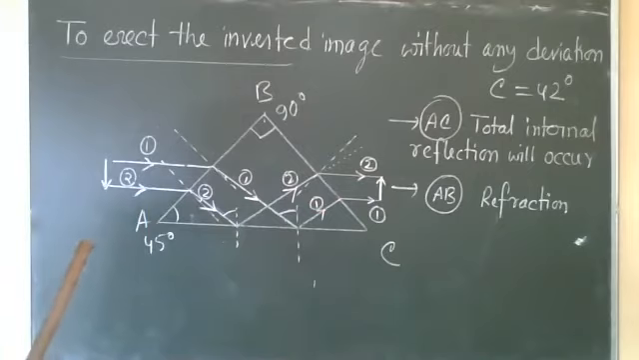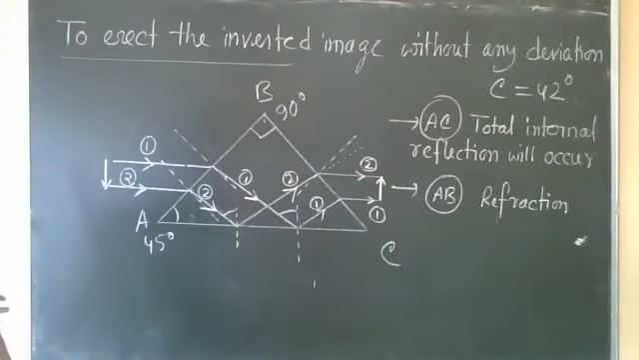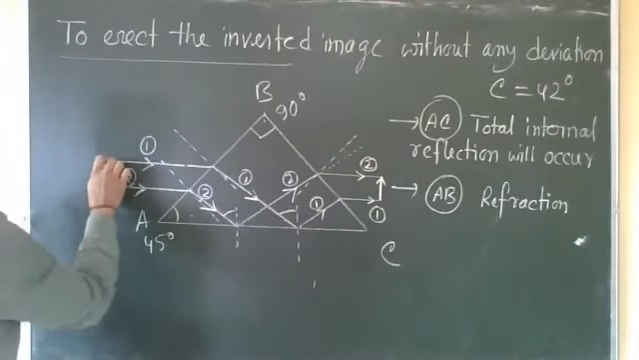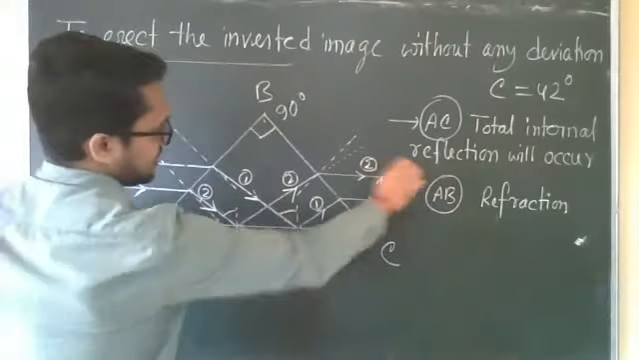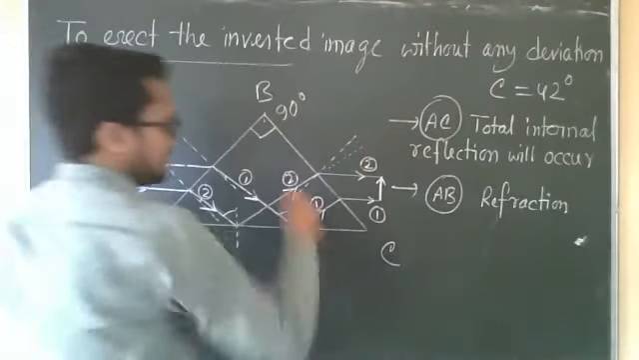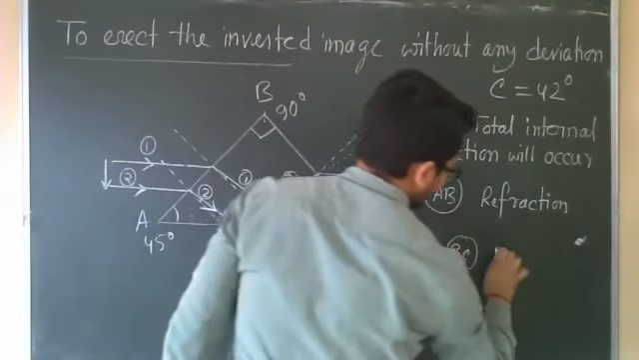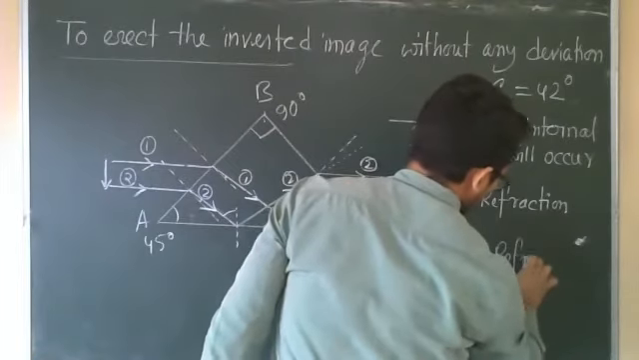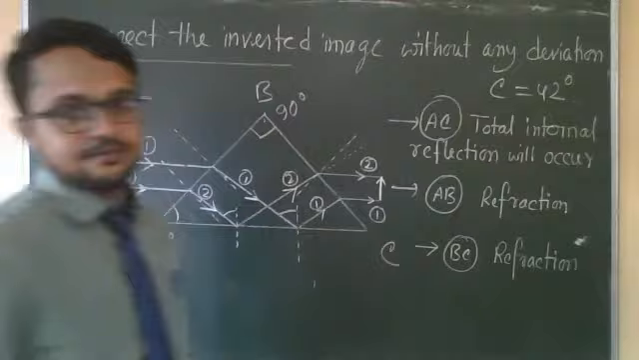This is the ray diagram to erect the inverted image without any deviation. Here you cannot see any kind of deviation. Incident light in this direction and emergent light is also in this direction in the same line. Okay, parallel means no deviation. At BC, what is happening? At BC also refraction.